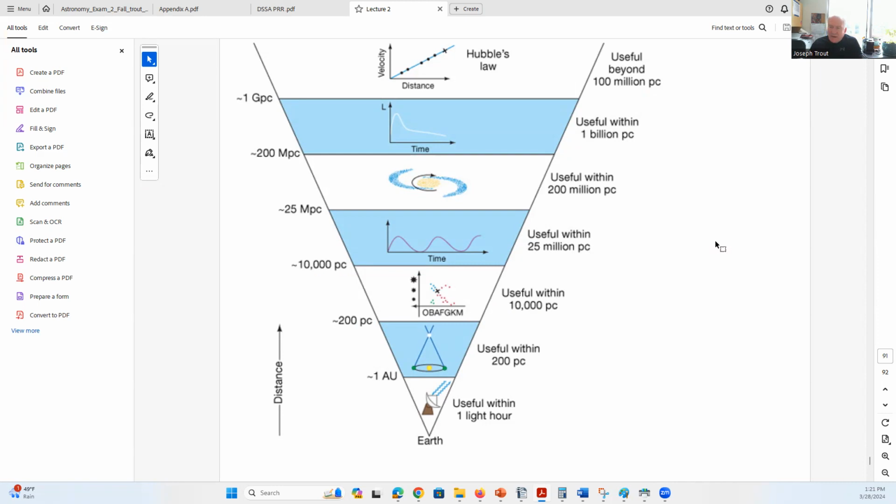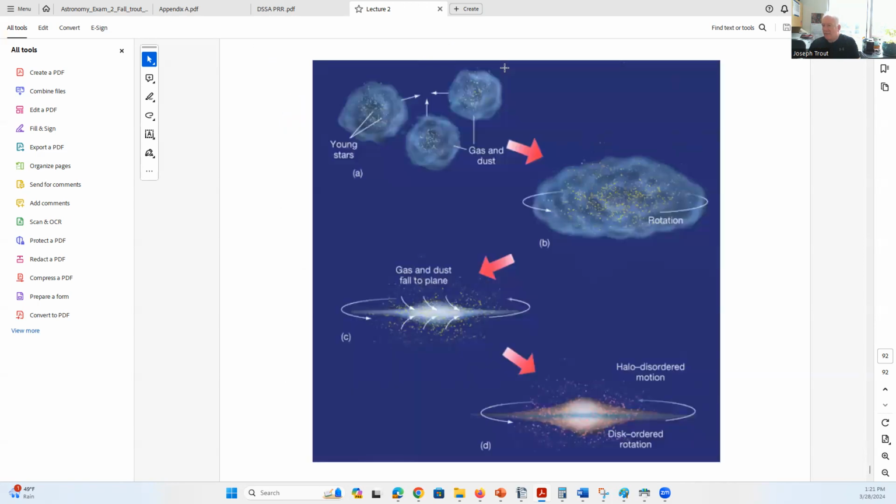So the things that we can use to find distances are light, and the star brightness, and we can use the Cepheid variables and other things, and then all the way up to Hubble's law, where we look at the velocity versus the distance.